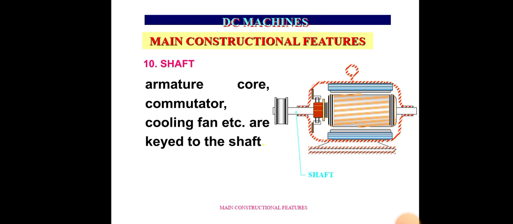Next one, applications of DC generator. Basically, the DC shunt generator is used for battery charging and incandescent lamp working. This is the main construction and working principle of DC machines and types of DC generator. And thank you.